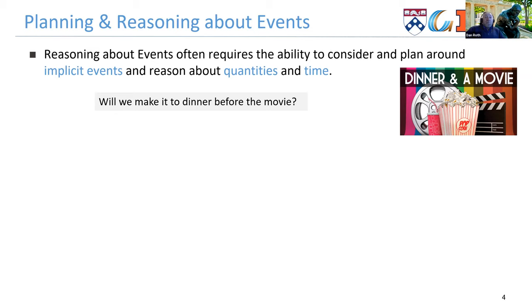There are other implicit events. Maybe we need to look for parking in the dinner place. Maybe we need to look for parking next to the movie. You realize that this is a pre-COVID question. Now we don't have to ask these questions anymore. But you can see that this question involves planning, involves understanding time, multiple aspects of times, from absolute time to duration of events, and understanding implicit events and the need to put things together. Still, we don't know how to do this.